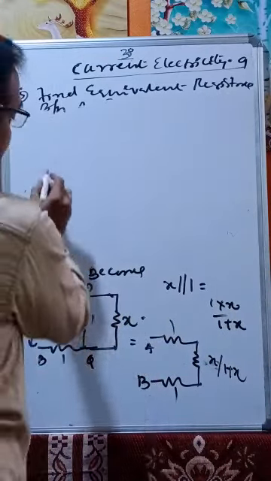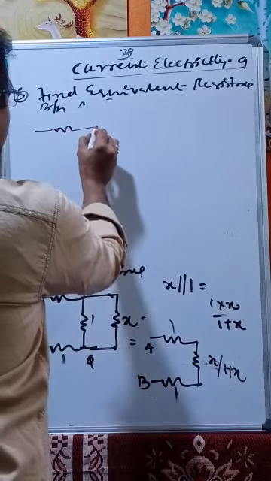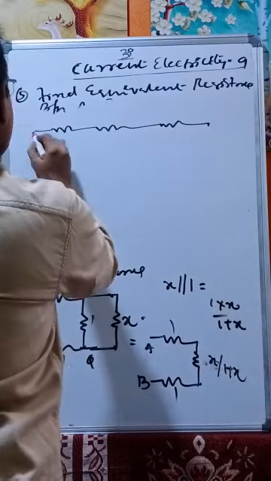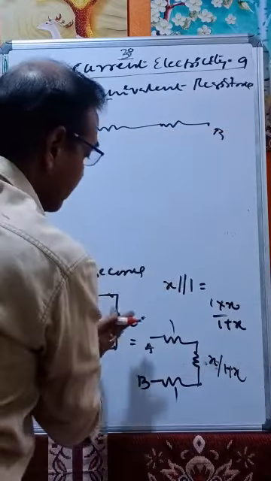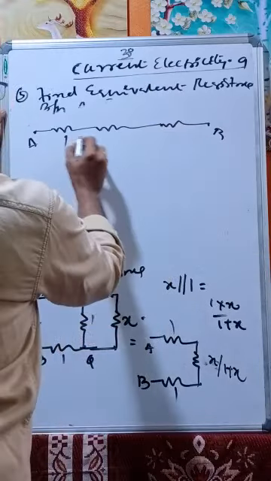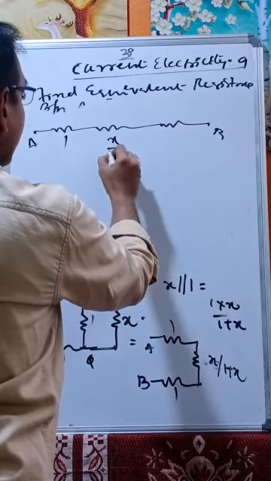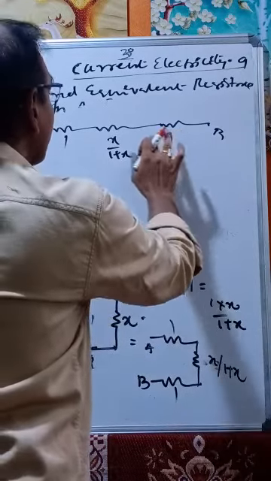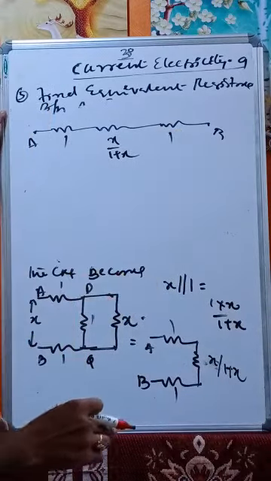Again, see, this is A, this is A. This is in between something. This is something. This is A and B. I have expanded the circuit like this. This is 1. This will be x by 1 plus x. This is 1. Now these three are in series, no? These three are in series.